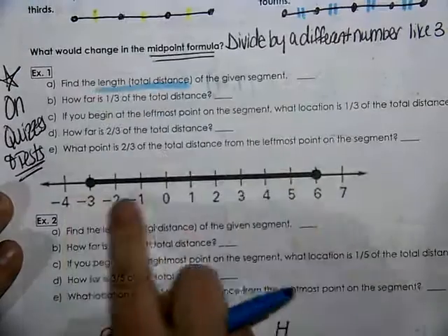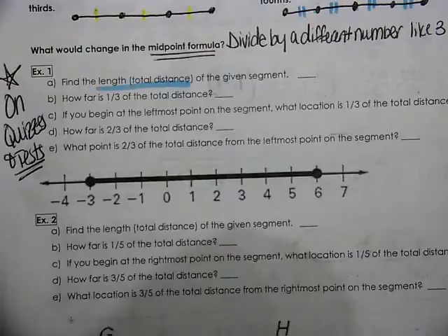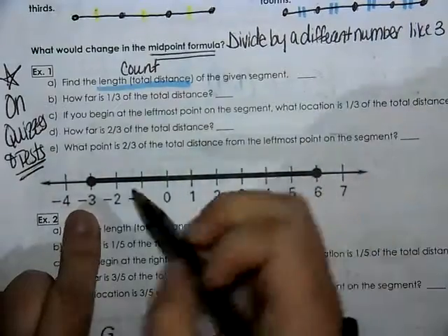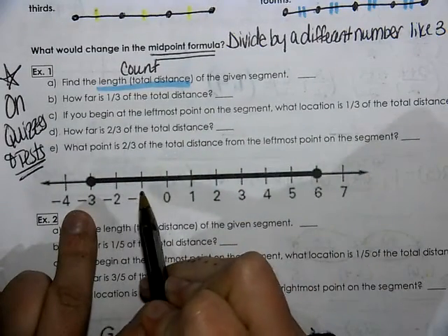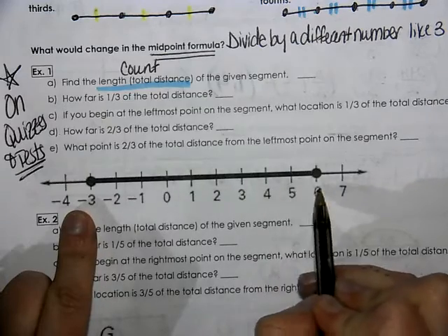Now, because we're not talking about a coordinate plane, we do not need to work with the distance formula. Instead, we simply count from one end to the other. So we would count 1, 2, 3, 4, 5, 6, 7, 8, 9.